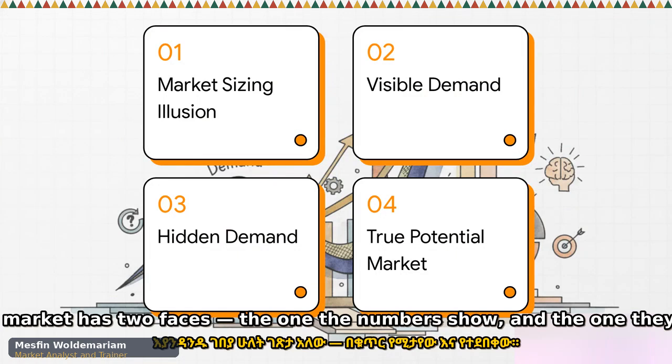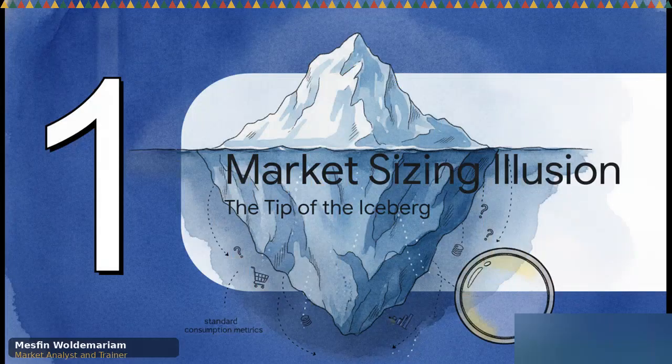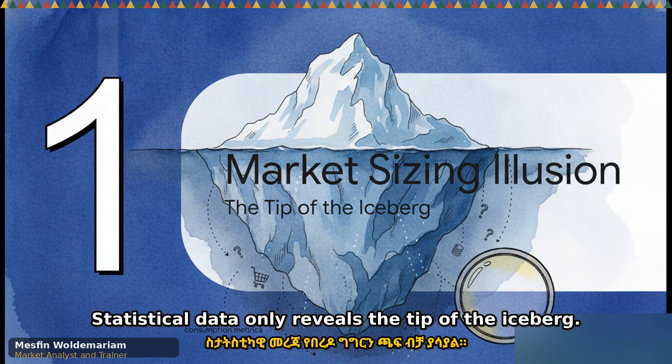1. The market sizing illusion. 2. Above the surface, visible demand. 3. Below the surface, hidden demand. And 4. Calculating true potential market. Let's get into it. Starting off with Section 1, the market sizing illusion.